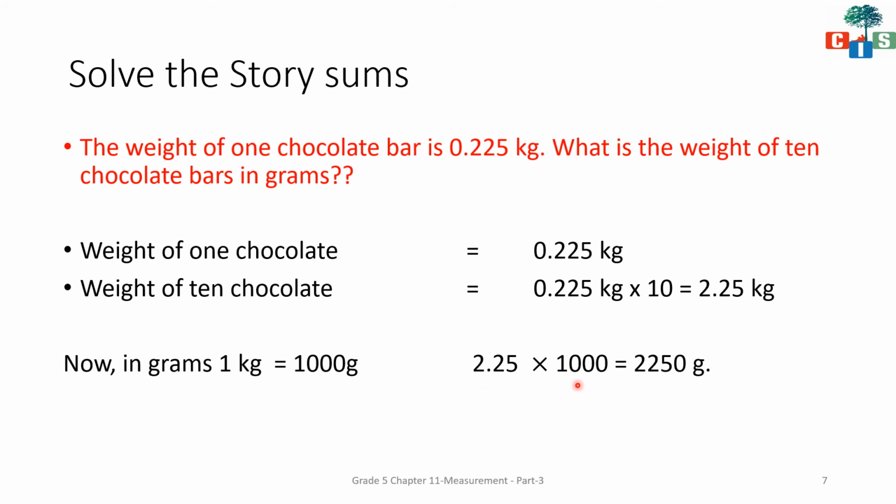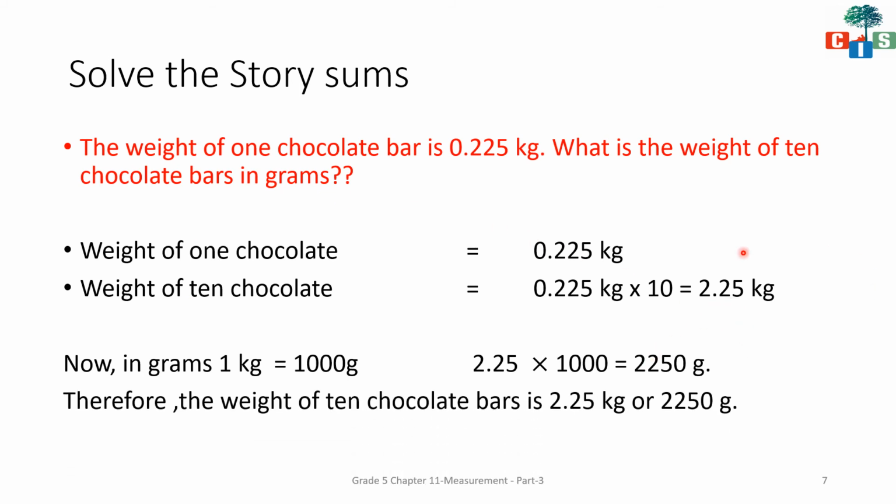So for that we'll count the number of zeros over here. How many zeros do we have? We have 3 zeros. So we will shift this decimal point to its right by 3 digits. After the decimal point, we can see that we have only two digits. So for that, scholars, we need to put 0. Yes, so our answer will be 2250 grams. Okay, so the weight of 10 chocolate bars is either 2.25 kgs or 2250 grams.